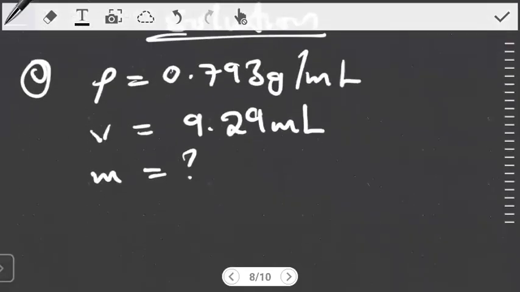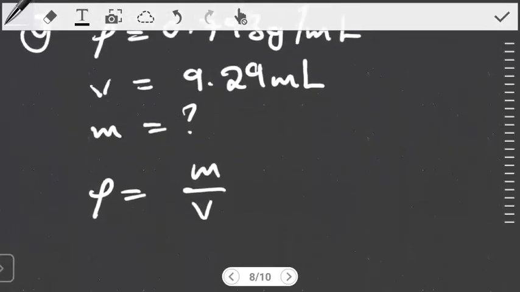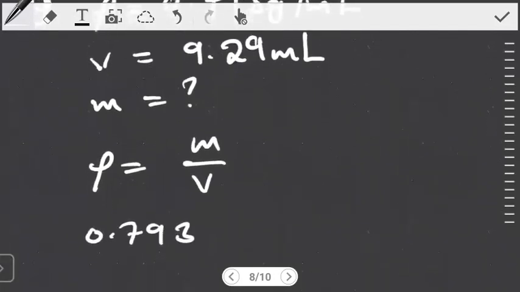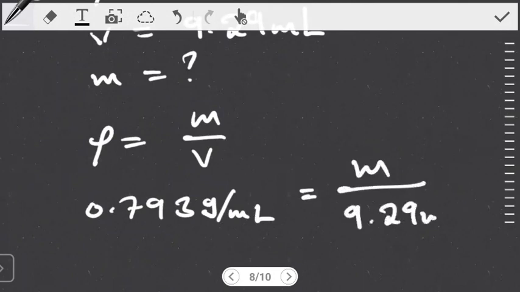Well, from here, density has the formula of mass over volume. So we know what the density is. The density here is 0.793. So I see that the units that I have here are grams per milliliter. This is equal to the mass, which is what I want to find. The volume is 9.29 milliliters.